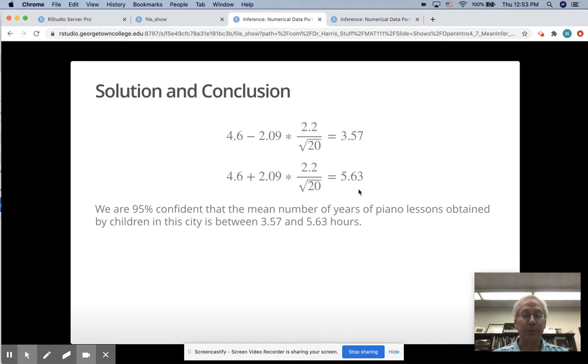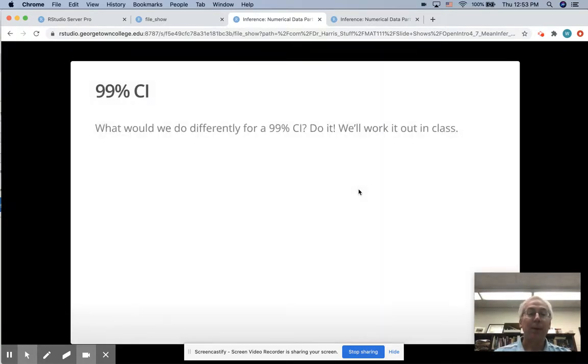Okay, so we want to write down all the information that we were given, make sure we label all our values properly, and substitute them properly into our formula. So I'm going to end here by asking you to do a couple things that we can talk about in class. What would we do differently if we had a 99% confidence interval? And I'll ask you to work that out, and we'll talk about that in class.